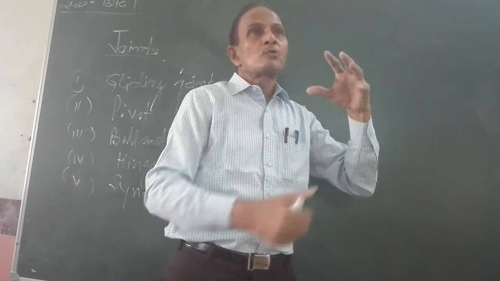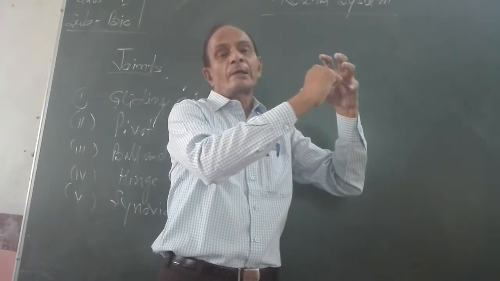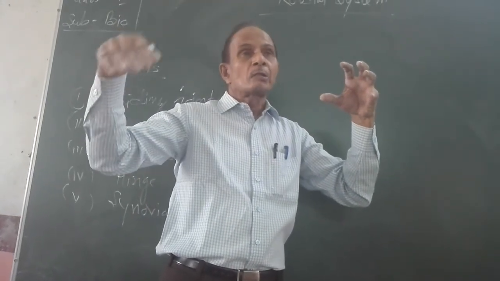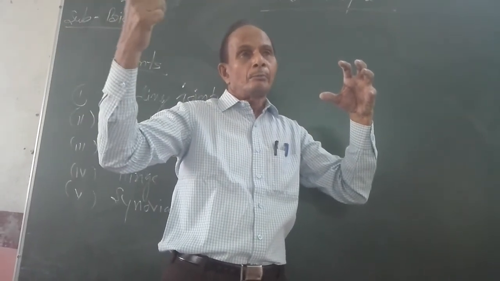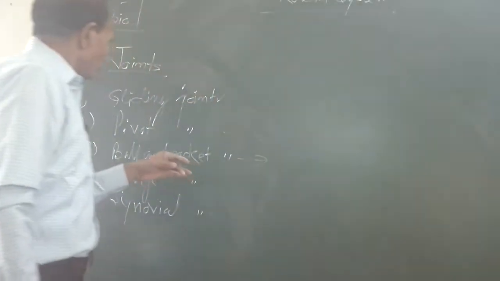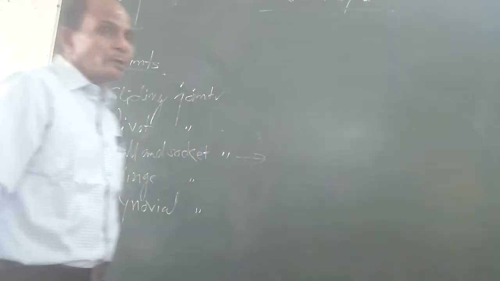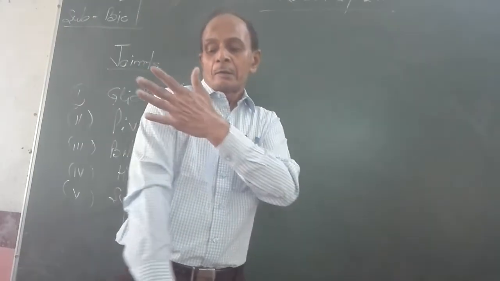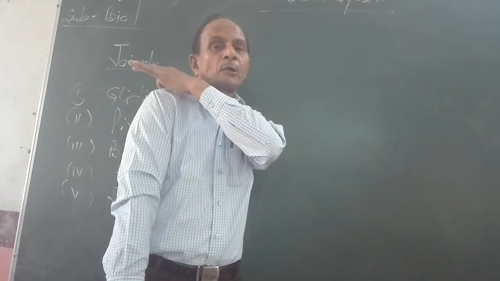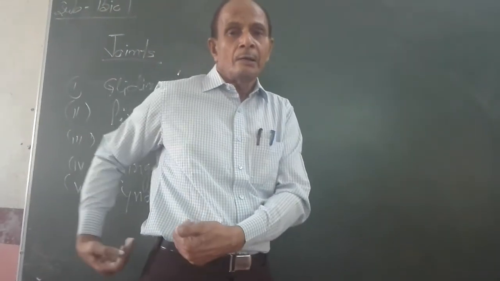So, this type of joint in which one bone provides a socket-like structure and in which the ball-like part of the other bone can rotate is known as ball and socket type of joint. Example will be joint between humerus and pectoral girdle. In the same way, joint between femur and hip girdle.